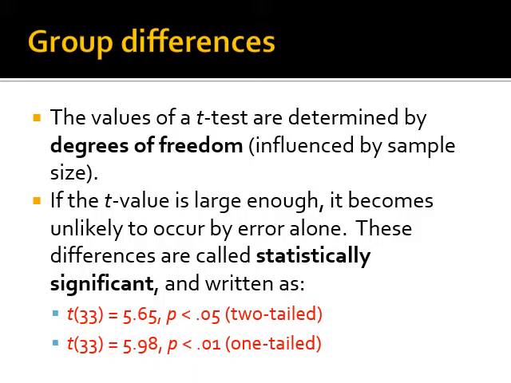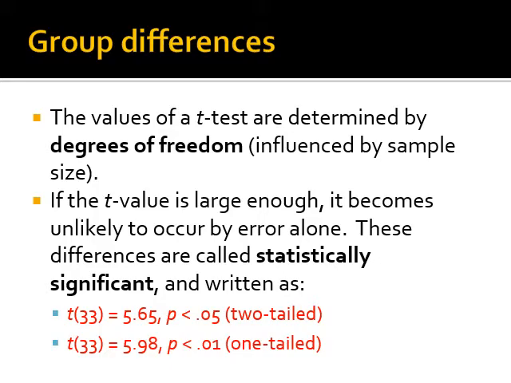The first series of numbers reads t in brackets 33 equals 5.65 with a p of less than 0.05 two-tailed. This sounds like another language, I'm sure. What that means is that your t-statistic has a degrees of freedom, which is in the brackets, of 33. Again, that's very much influenced by sample size. And that the t-statistic is 5.65. Well, what does that mean? Not a whole lot at this point.